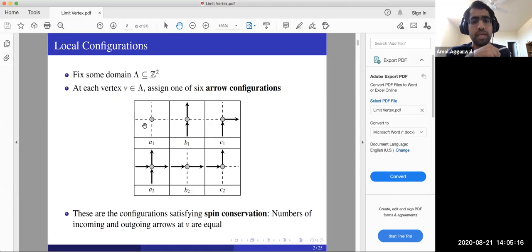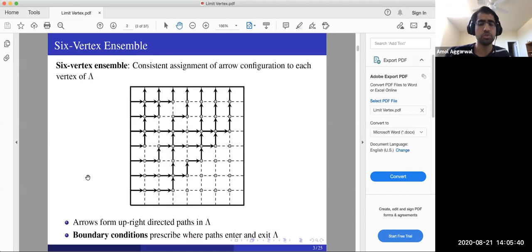So here is the empty one, where no arrows come in and none come out. Here is the full one, where 2 arrows come in and 2 come out. And there are going to be 4 more where 1 arrow comes in and 1 arrow comes out at the various possible edges. So these are the local configurations for our model, and the model is called the 6-vertex model because there are 6 possible choices of the vertices. A 6-vertex ensemble is simply an assignment of one of these 6 possibilities to each vertex in a consistent way.